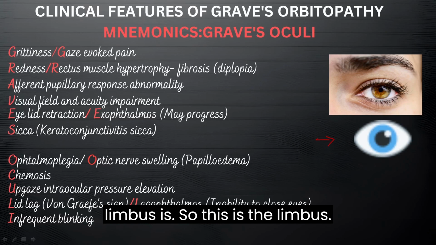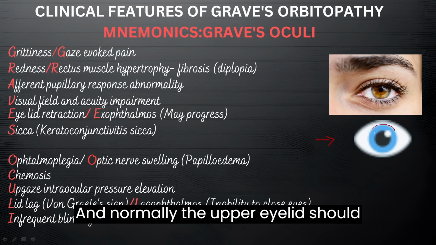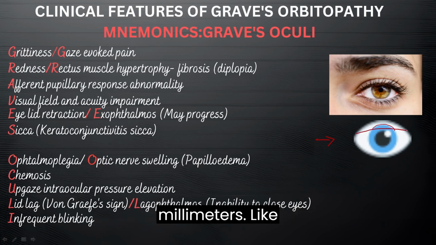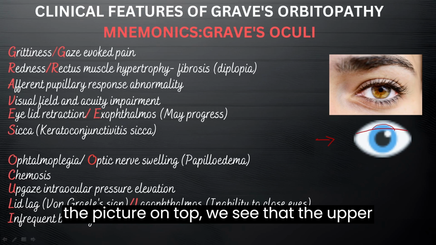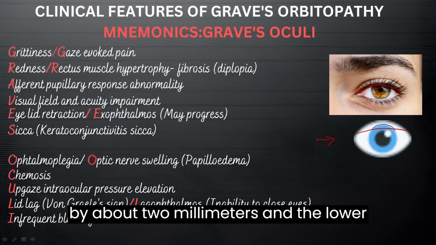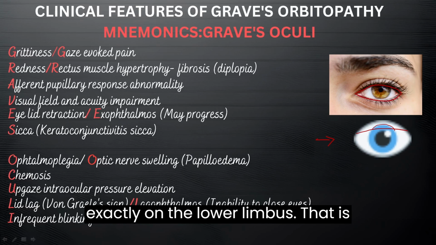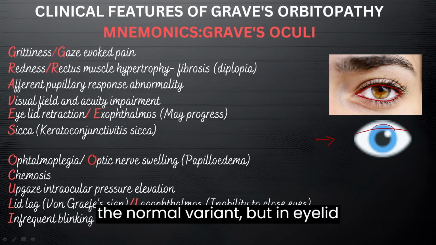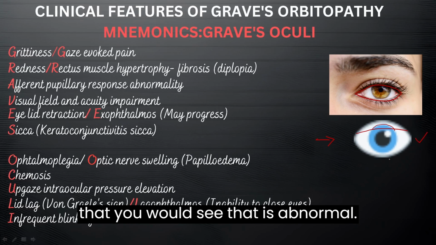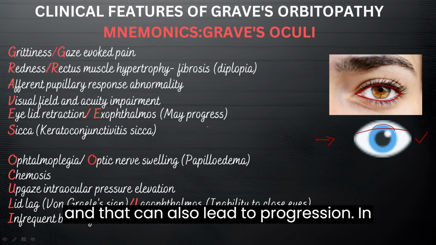First, let's see what the limbus is. So this is the limbus. And normally the upper eyelid should cover the limbus by about 2 millimeters. Like the picture on top, we see that the upper eyelid covers the limbus by about 2 millimeters, and the lower eyelid sort of lies just exactly on the lower limbus. That is the normal variant. But in eyelid retraction, this is the type of picture that you would see. That is abnormal. There may also be exophthalmos, and that can also lead to progression, in other words, proptosis.